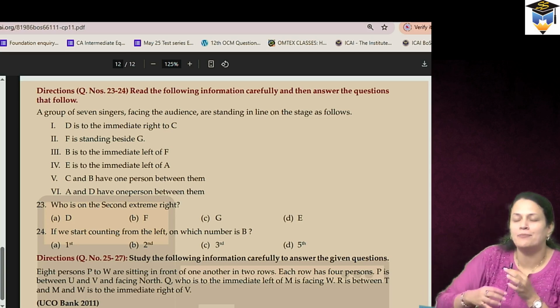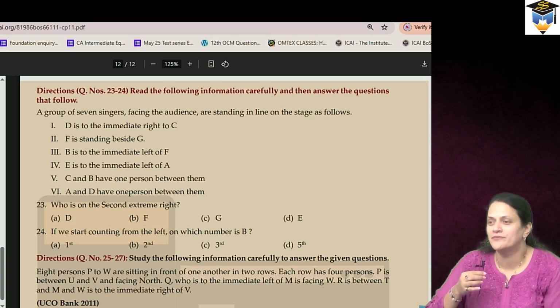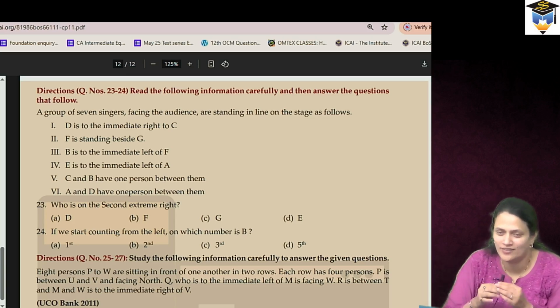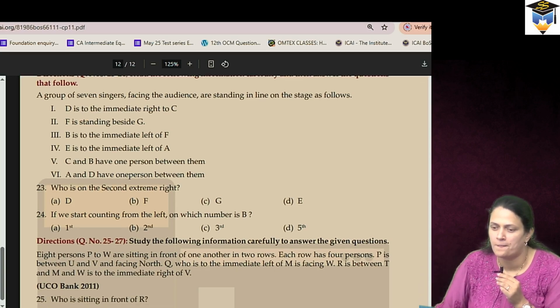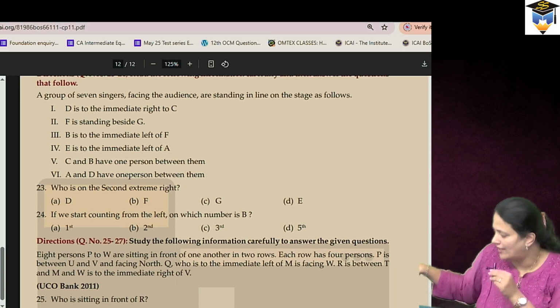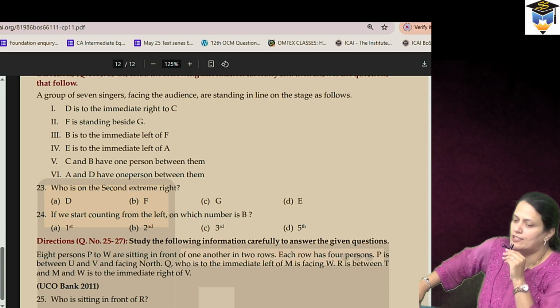Which is your favorite chapter among all 4 chapters? Tell me. Blood relation. This one. Blood relation is interesting. For you, Arnav? Direction. Direction is the easiest, I feel. Okay. I'll give you some time. Please solve it. Then we will discuss.